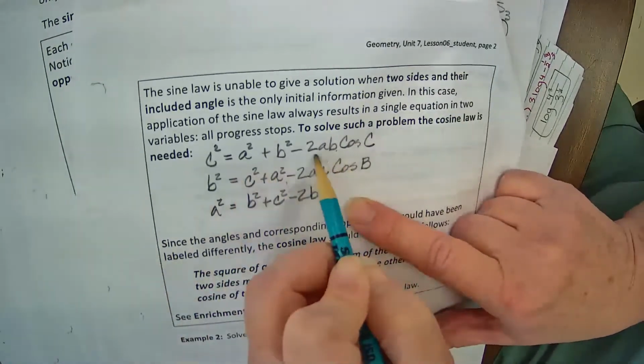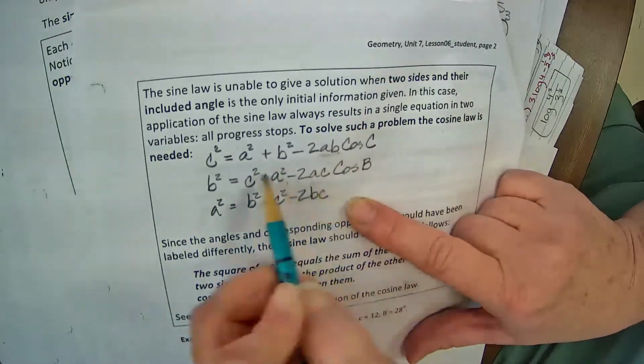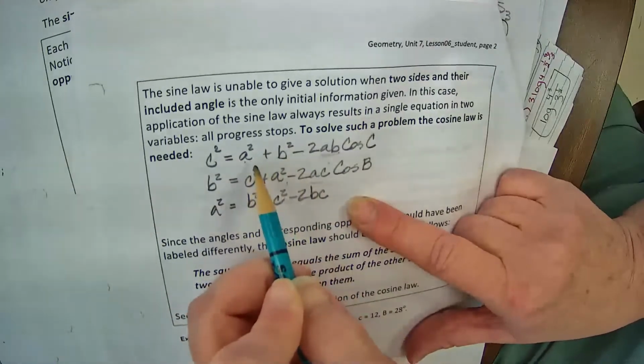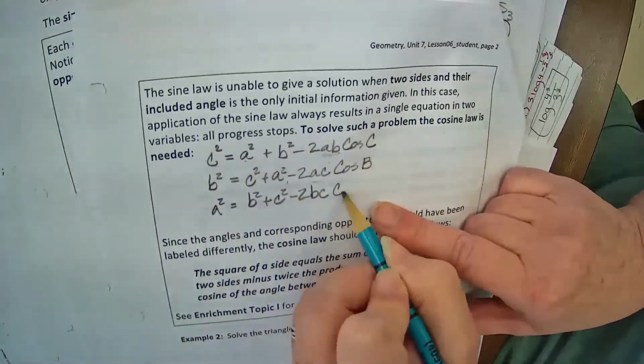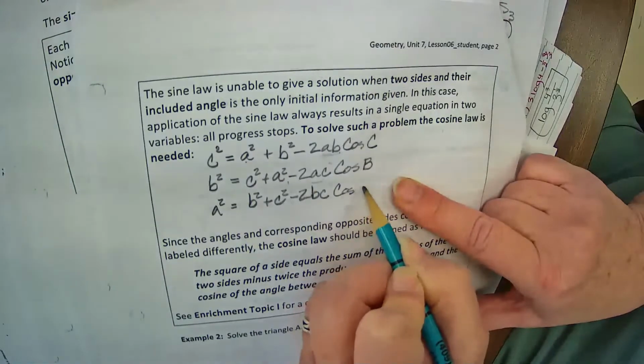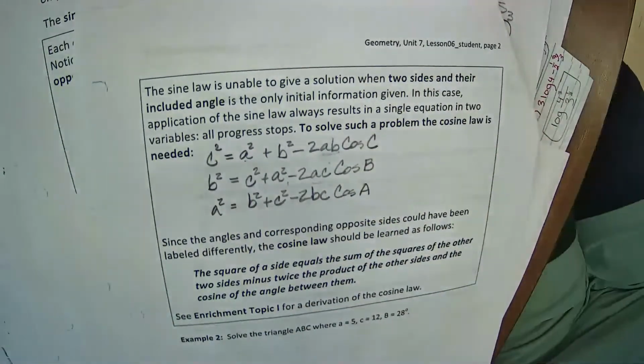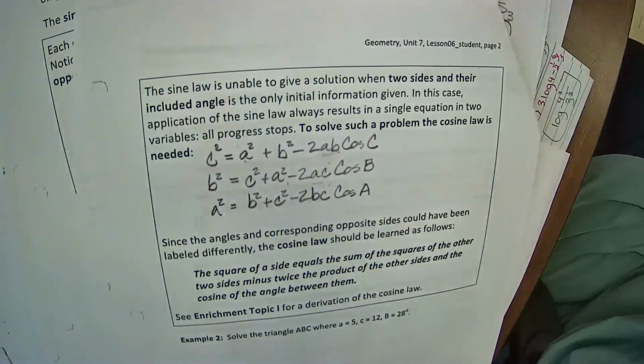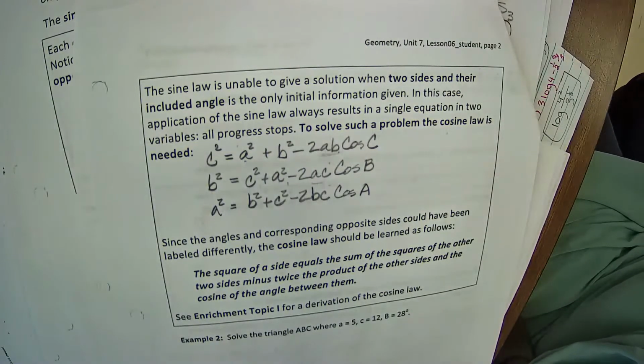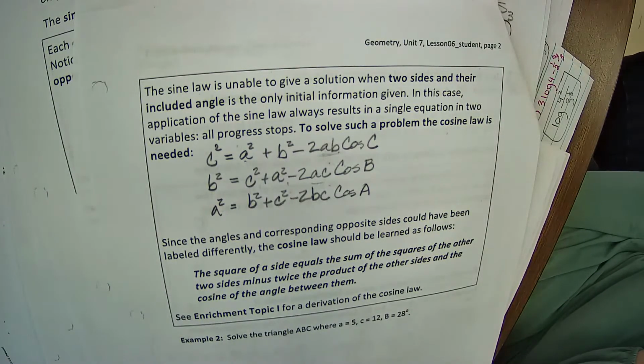bc. Okay, so these pieces right here are what were right here squared, but they're not squared anymore. And then cosine A. Okay, so yeah, it looks ugly, but we're able to do it.